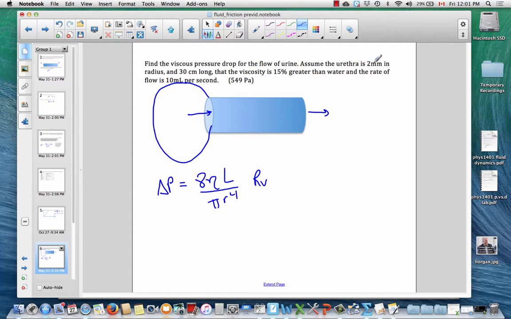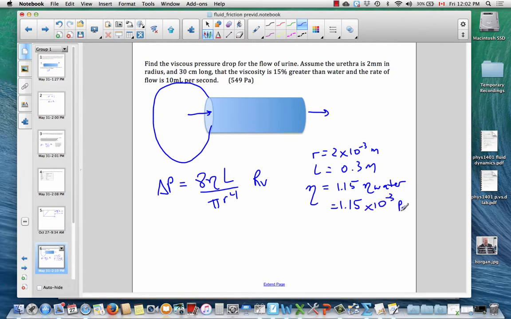Okay, so let's see. So we've got the radius, 2 millimeters, 2 times 10 to the power minus 3. The length is 30 centimeters, that's 0.3 meters. Now the viscosity is 15% greater than water. So that means it's 1.15 times the viscosity of water, or 1.15 times 10 to the minus 3 power. Now I didn't mention it earlier, but the units of viscosity are pascals times seconds. Now the rate of flow, the volume rate of flow, is given as 10 milliliters per second.